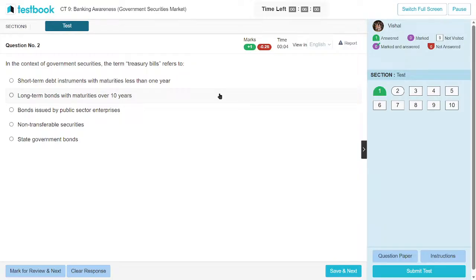Okay. In the next context of government security, the term treasury bills refers to. Come on, tell me the correct answer of this question. First, short term debt instrument with maturity less than 1 year. Second, long term bond with maturity over 10 year. Bond issued by public sector enterprises, non transferable security, state government bonds.